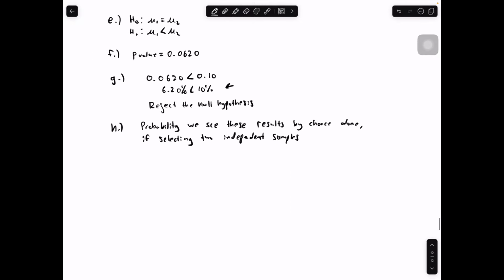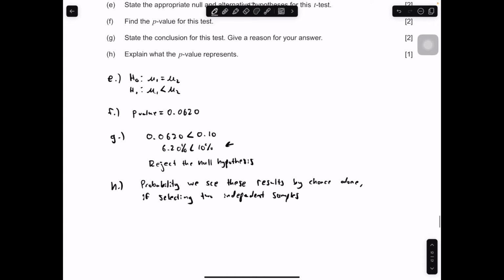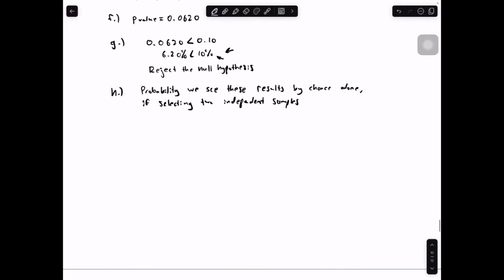I think what they're saying is the chance that the null hypothesis is true. That's not too bad either. 6.2% chance that the null hypothesis is true. We're saying, hey, we want at least 10% chance if we're going to accept it.